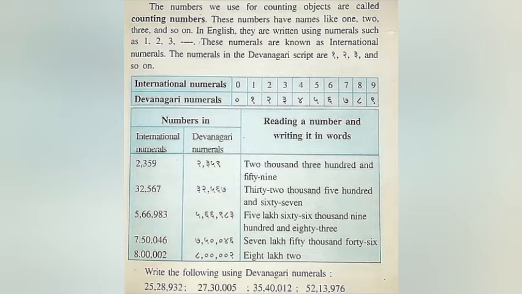The numerals in Devanagari script are 1, 2, 3 and so on. Here's a table given below: international numerals and Devanagari numerals. Again, in that table, they have given the figures for how to write 0 to 9. In the next table, a few numerals are given in international numerals and also in Devanagari, and how to read a number and write it in words.